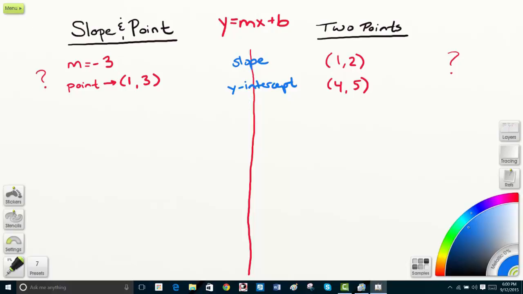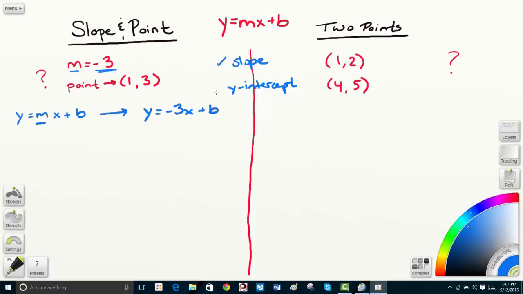In the first example here, slope and point, we already know one of those 2 important pieces of information, which is the slope. So if my equation is y equals mx plus b, well, actually, more specifically, I already know that this equation is going to be y equals -3x plus b. So I already know the m because it was just given to me. They didn't even make me work for it. I just had to take that -3 and plug it in. So that's pretty good. We've already found the slope.